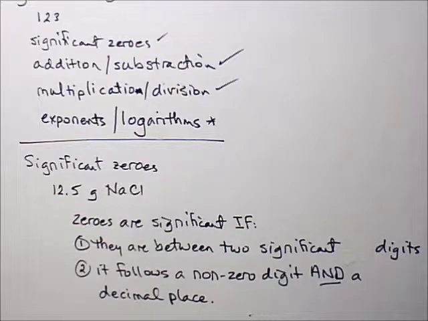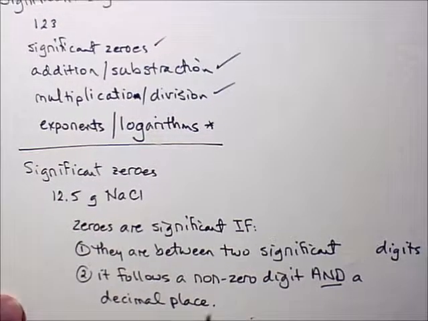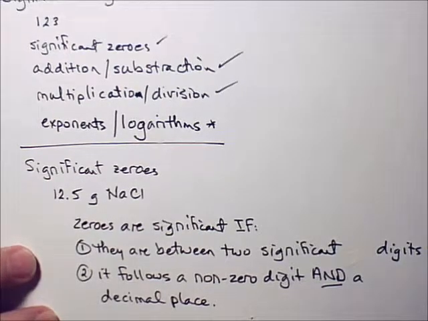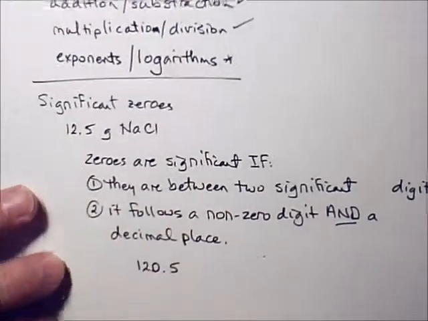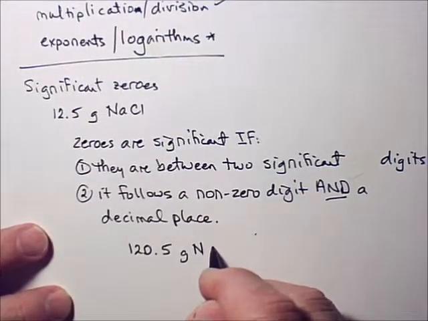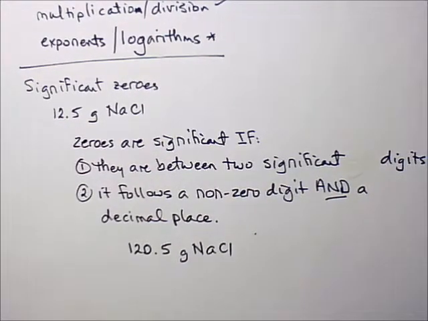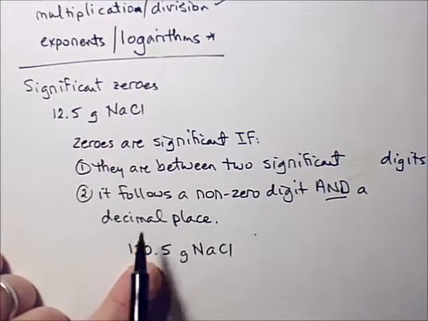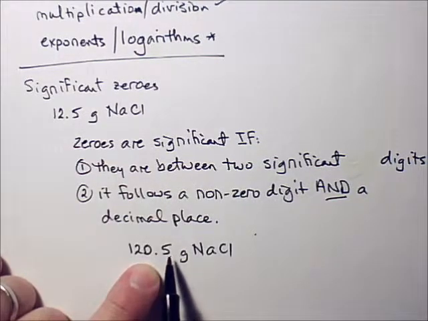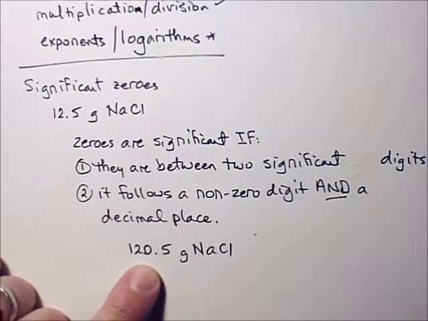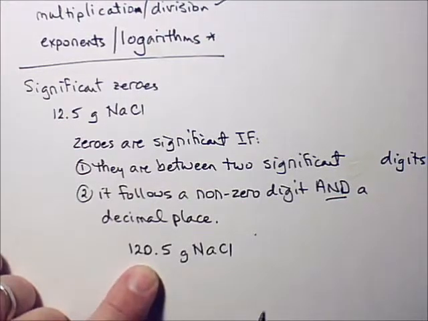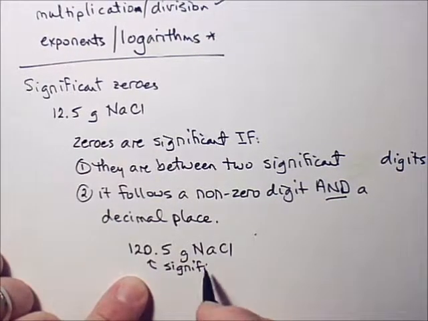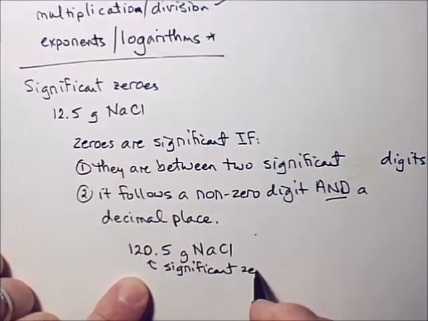All right, let's look at number 1 here about how this applies. Let's say we have 120.5 grams of NaCl. All right. Now, according to the rule, this zero is significant because it's between 2 different non-zero digits. That make sense? So this is a significant zero.